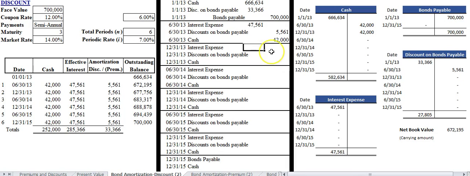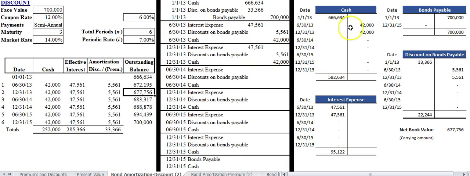So the next steps are all going to be very similar. Here we have the cash payment for the second period. We take it from the second period, 12/31/13. We're going to do the exact same entry here. 5,561 is amortization on bond discount, and interest expense is $47,561. Again, now the new balance on the discount is going to be $22,244. The carrying amount of that bond is $700,000 minus this amount, $677,756, and it matches my schedule here.